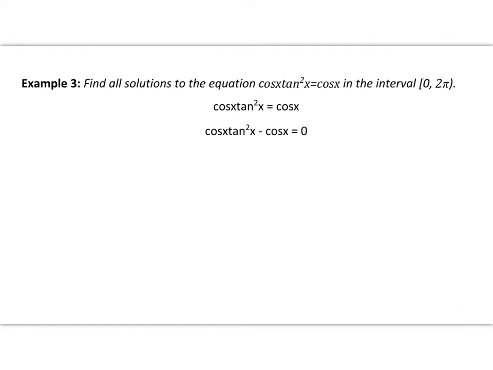On to example 3. Same story, new equation. Same first step. So we have cosine of x times tangent squared equals cosine. Go ahead, move the cosine over and get 0 on one side. The next thing you're looking for is common factors. So we have two terms here. They both have a cosine in common. So we'll factor the cosine out.